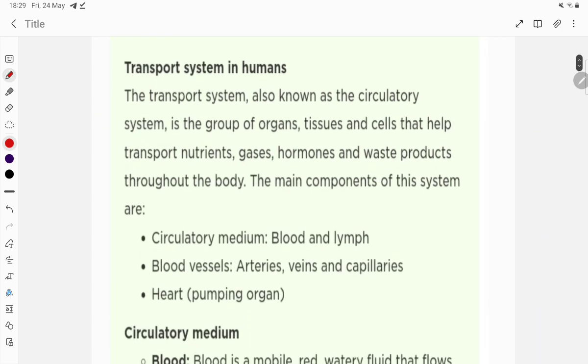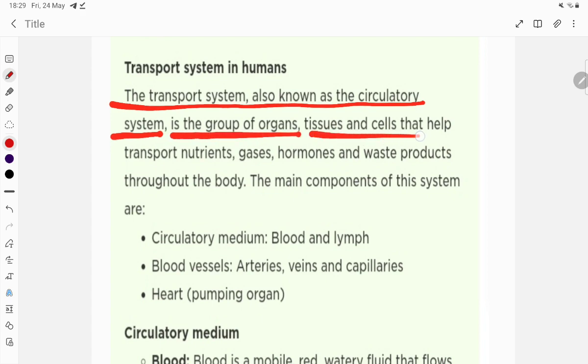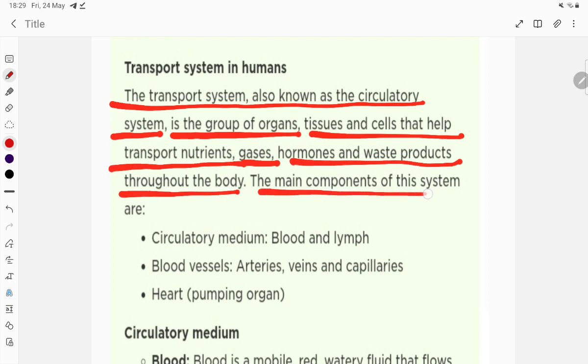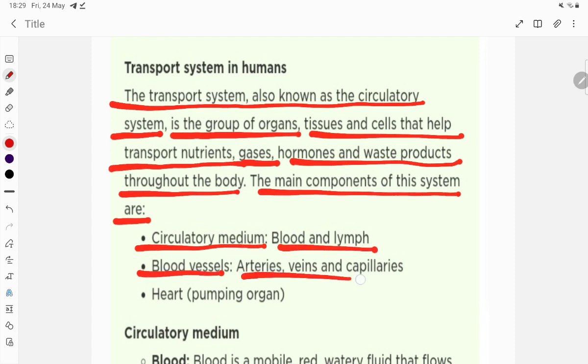So if you talk about the transport system in human, the transport system, also known as the circulatory system, is the group of organs, tissues and cells that help transport nutrients, gases, hormones and waste products throughout the body. The main components of this system are circulatory medium, blood and lymph, blood vessels, arteries, veins and capillaries, and the heart, the pumping organ. So what are the points that you see, student?